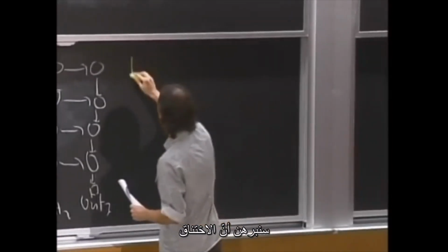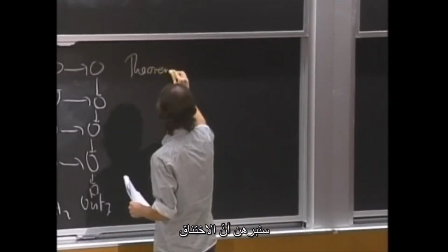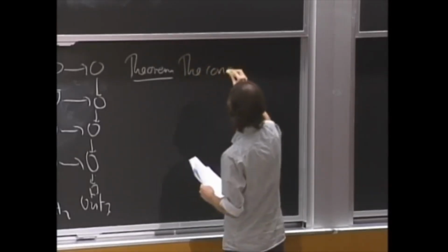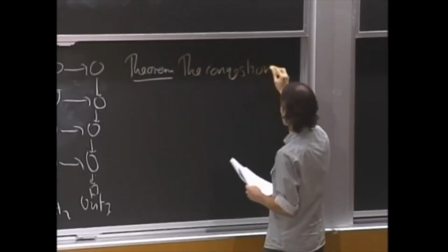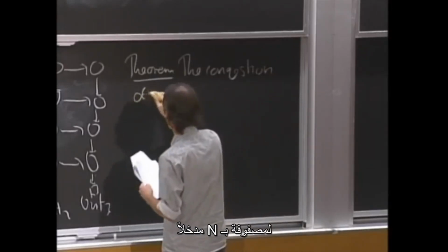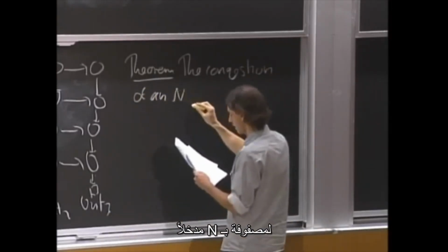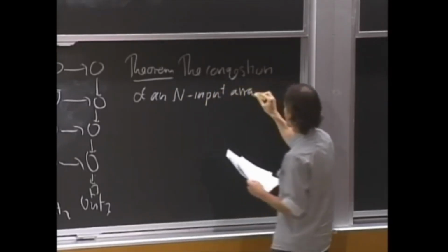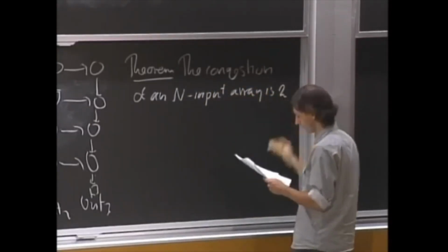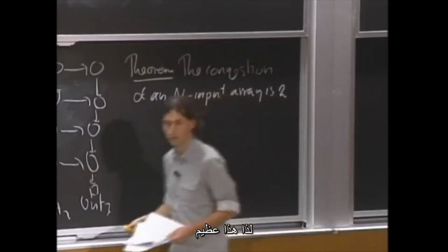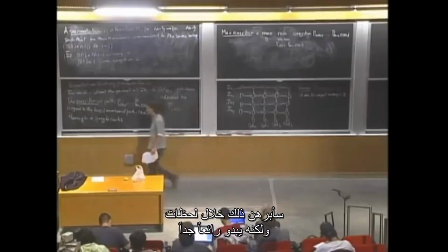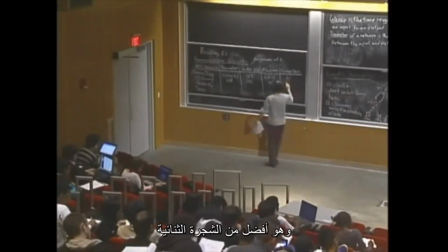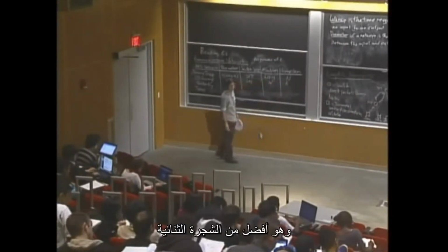We will show that the congestion of an n-input array is actually equal to 2. So that's great. I'll prove it in a moment, but that looks really fantastic. And so it's way better than the binary tree.